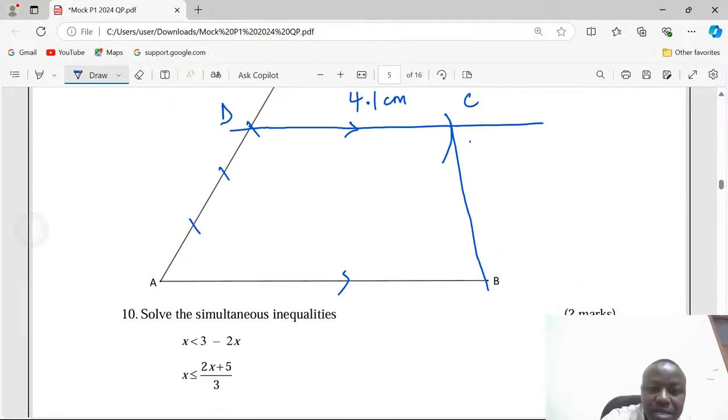Then you measure the angle ABC. ABC will be this particular angle. So when you sit down to construct the actual diagram, kindly find the measurement of that angle.